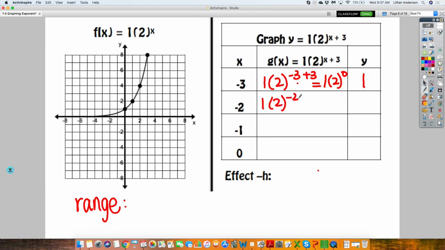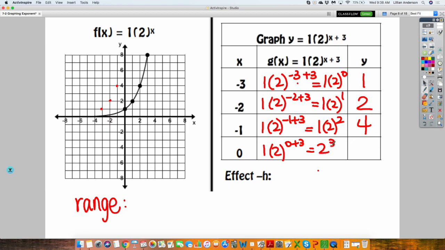When you did negative 2, that became what? What was the exponent? 1. So then my y coordinate was 2. So right now I'm at negative 3, 1, negative 2, 2. When I plug in negative 1, what was my corresponding y value? 4. My exponent was indeed a 2. So it's like negative 1, 4. When I plug in 0, you had 3 for the exponent, and it became 8. Okay?